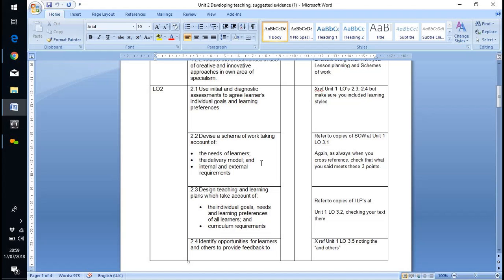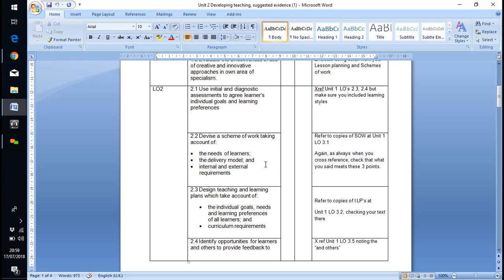Delivery model and internal and external requirements. Now, the internal and external requirements are pretty certain to be covered in Unit 1, but I can't remember about the delivery model. It may not have actually mentioned that. So where you have a look at what you've written for Unit 1 and go, yeah, okay, it fits completely, all you need right in there is see Unit 1, cross-referred evidence at Unit 1, 2.3 and 2.4.